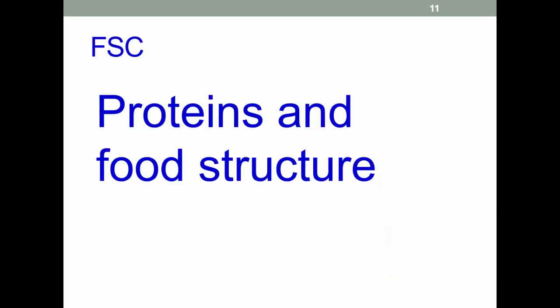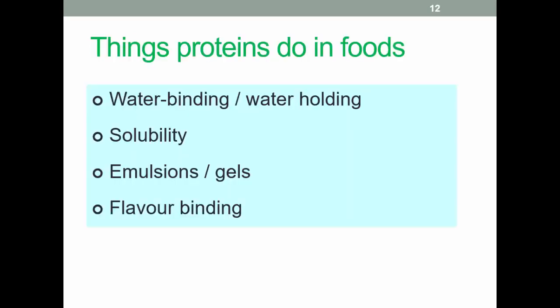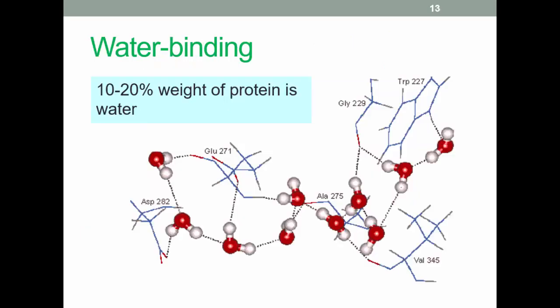Okay, so as well as nutrition, of course, proteins are very important in food structure, and there's much food technology interest in them. We'll look at various aspects of proteins and food structure. These are probably the main points of interest, though they do overlap somewhat.